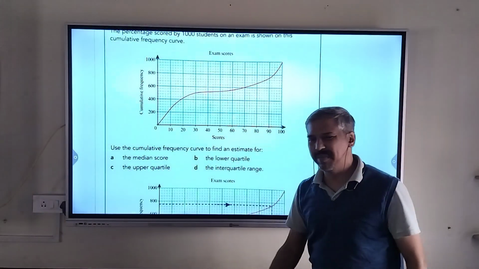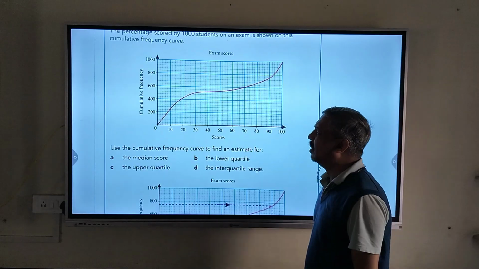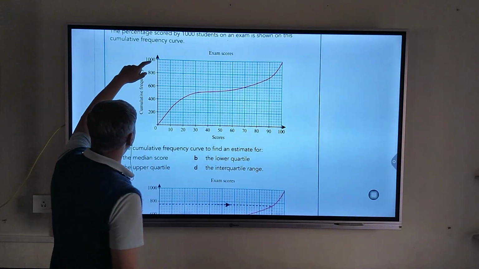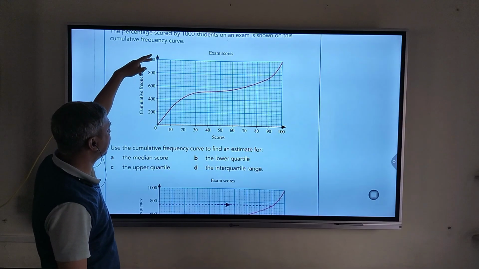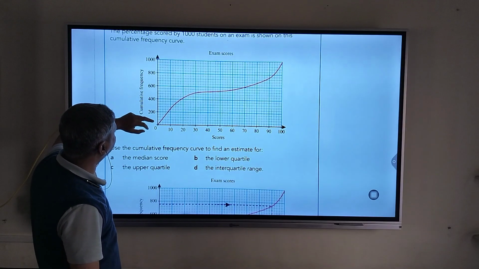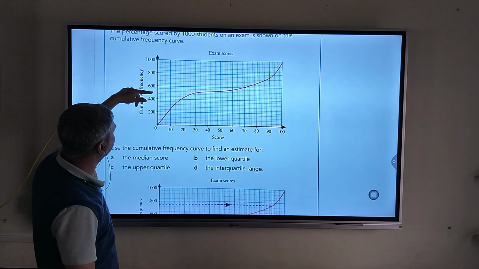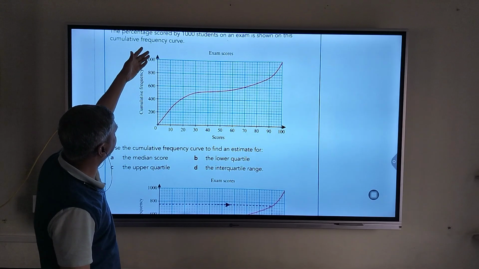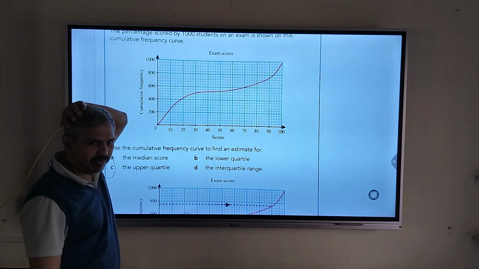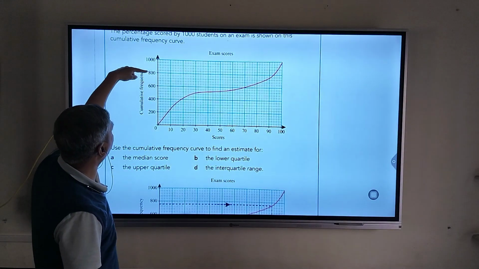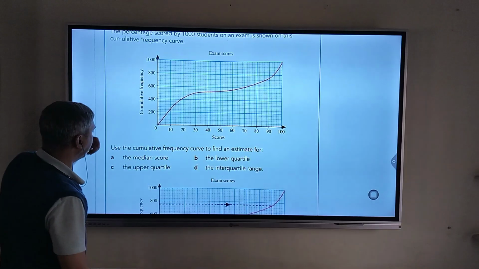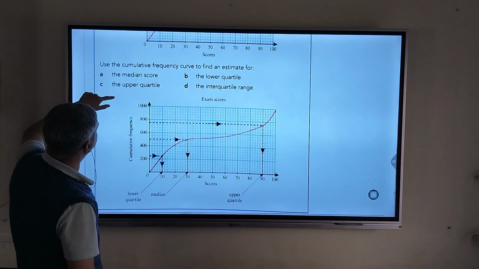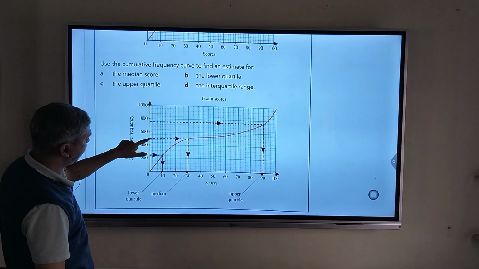Solving problems is just too simple now. This is the graph. We see that the cumulative frequency is going from 0 to 1000. First will be 250, second will be 500, then 750, and then 1000. So Q1 will be at 250, Q3 will be at 750. We are asked to find the median score. Median score, middle value, 500.